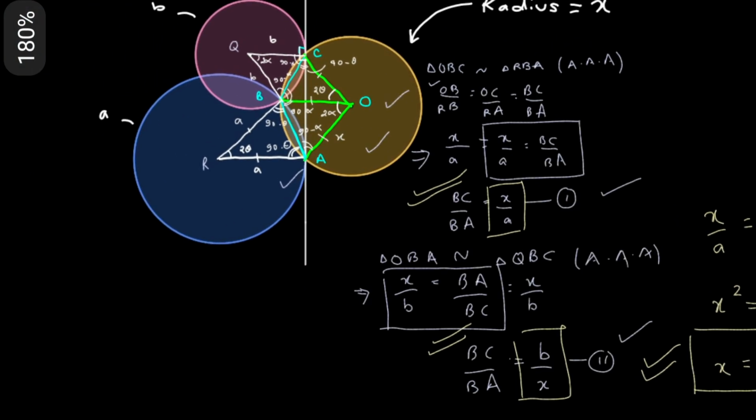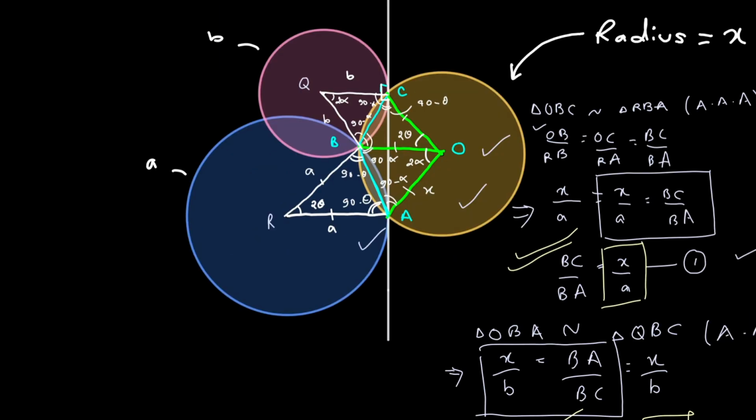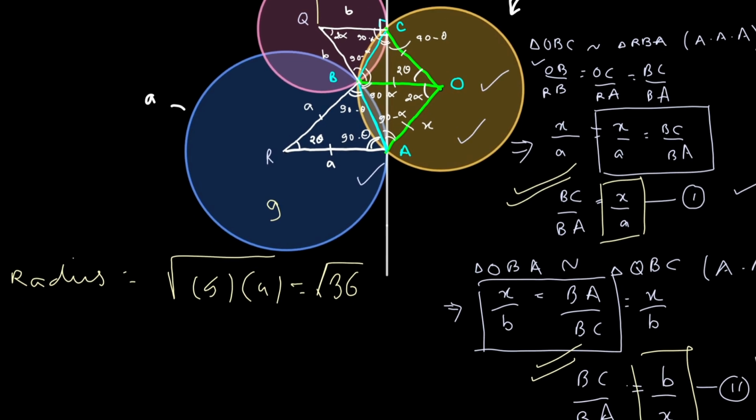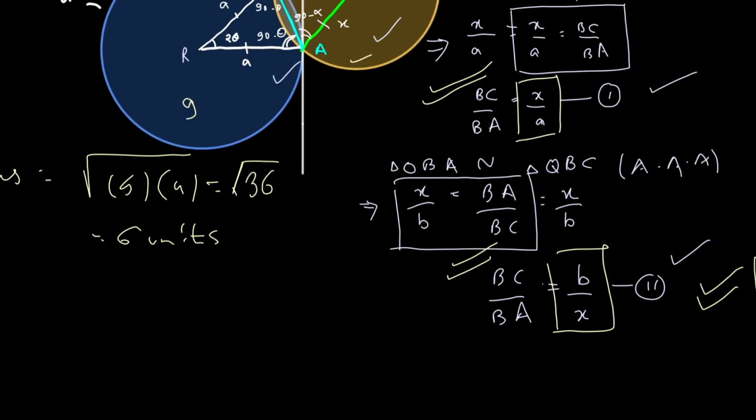Now let us find the answer to the question that was asked. In the question, the radius of the blue circle is 9, the radius of the pink circle is 4, and we have to find the radius of the yellow circle. As we have the relation, the radius of the yellow circle equals the square root of the product of the radii of the blue and pink circles. Therefore, square root of 9 times 4, that is square root of 36, and the square root of 36 has a very nice value, that is 6. Therefore, the radius of the yellow circle is 6 units, and this is the answer we were looking for. So this was my way to solve this problem.